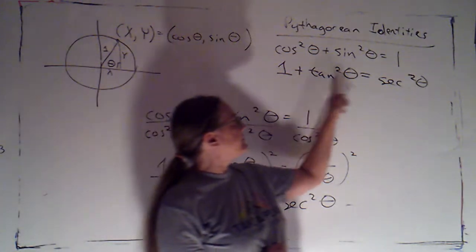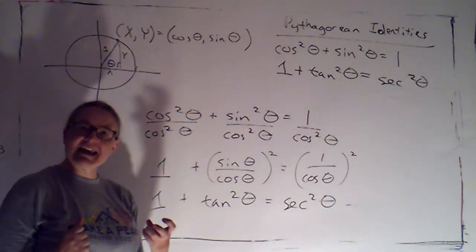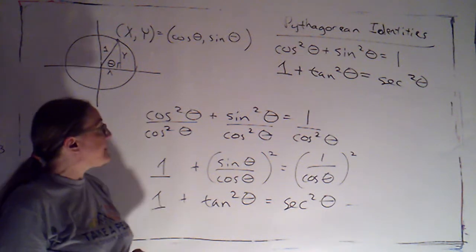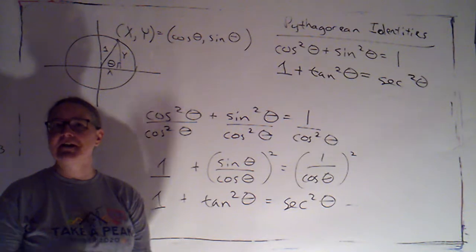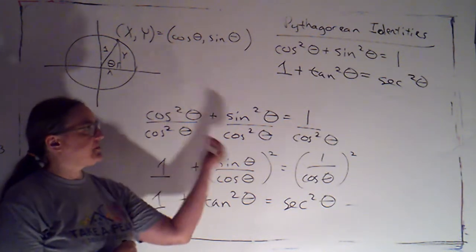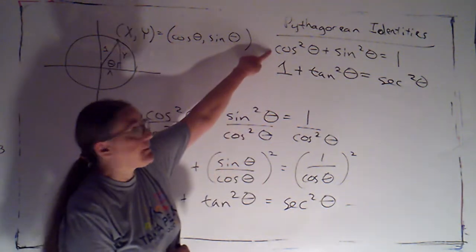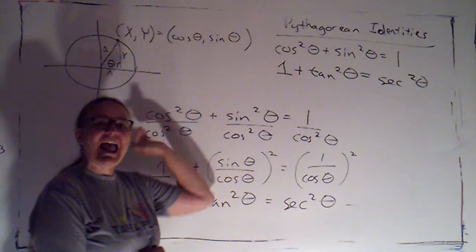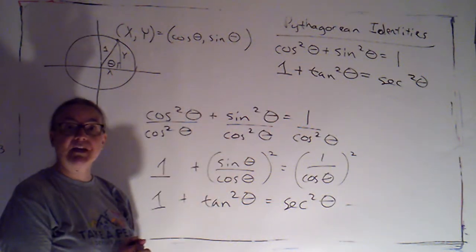And the version gives me a relationship between tan squared and secant squared, because tangent and secant have something in common. I can write both of them as a fraction with cosine in the denominator. So there's a Pythagorean identity that gives me a relationship between tangent squared and secant squared. And I find it by starting with my main Pythagorean identity and just dividing through by cosine squared.